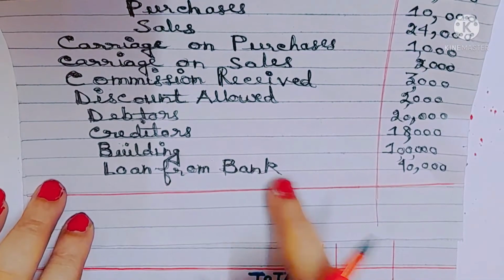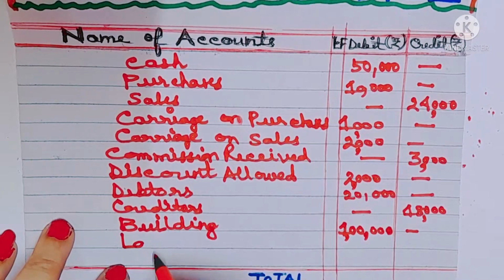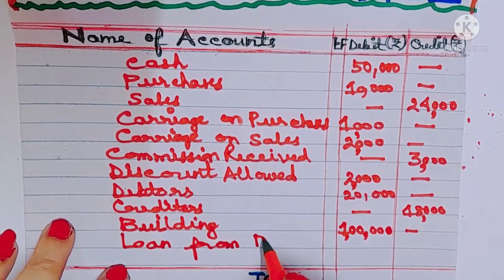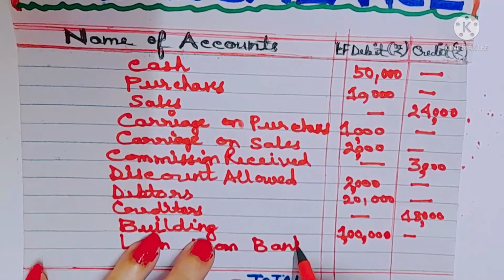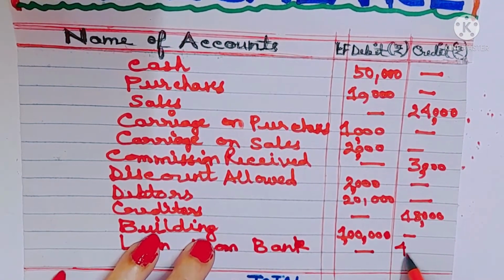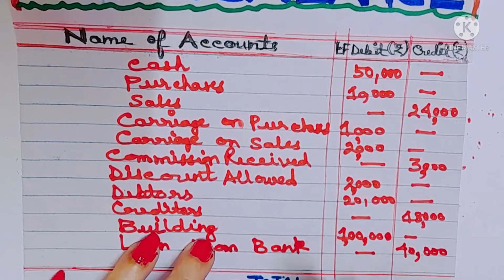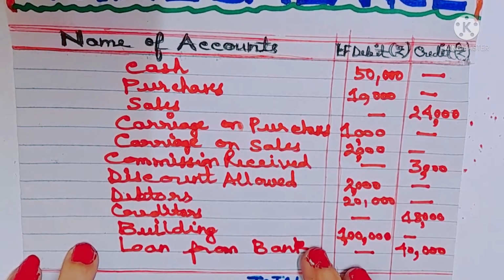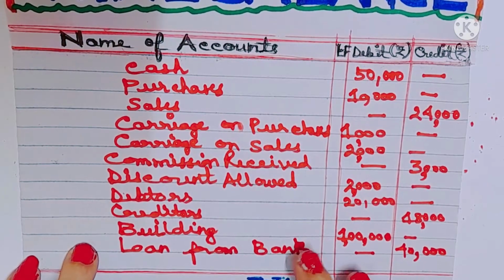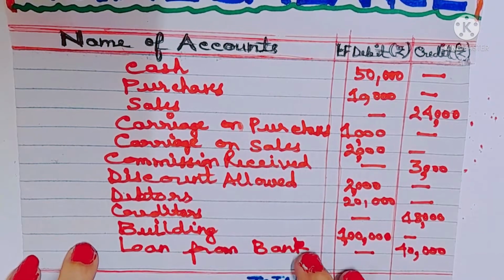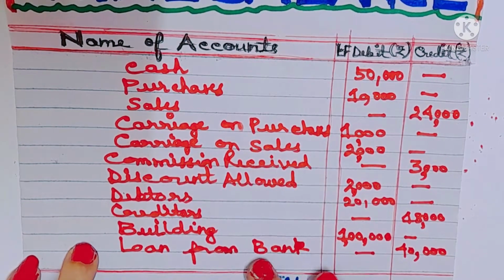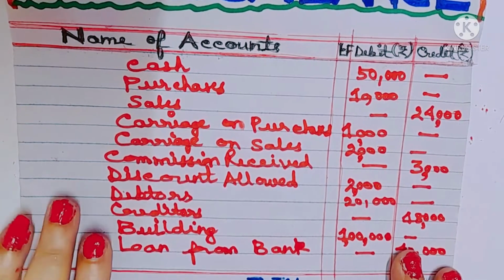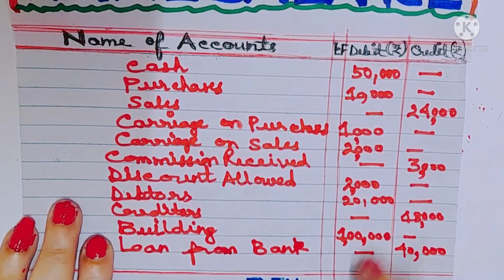Loan from bank, 40,000. Let's write. Loan from bank is a credit balance. That is the reason we are writing it in the credit column. Why is loan from bank a credit balance? Because loan from bank falls under personal account. Here the bank is the giver of the loan. According to personal account, the giver of the benefit is credited. Since the bank is the giver of the loan, loan from bank will be credited. Understood? Now let's calculate the total of debit column and the total of credit column.